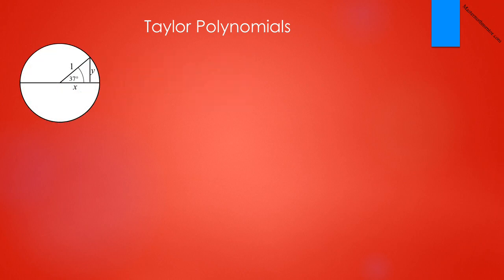If we draw a unit circle with central angle 37 degrees, we have a drawing with hypotenuse equal to 1, and therefore the sine of 37 degrees is equal to y over 1, and sine of 37 degrees is equal to y. So when we are finding the sine of 37 degrees, we are finding the side opposite 37 degrees in a right triangle with hypotenuse 1.